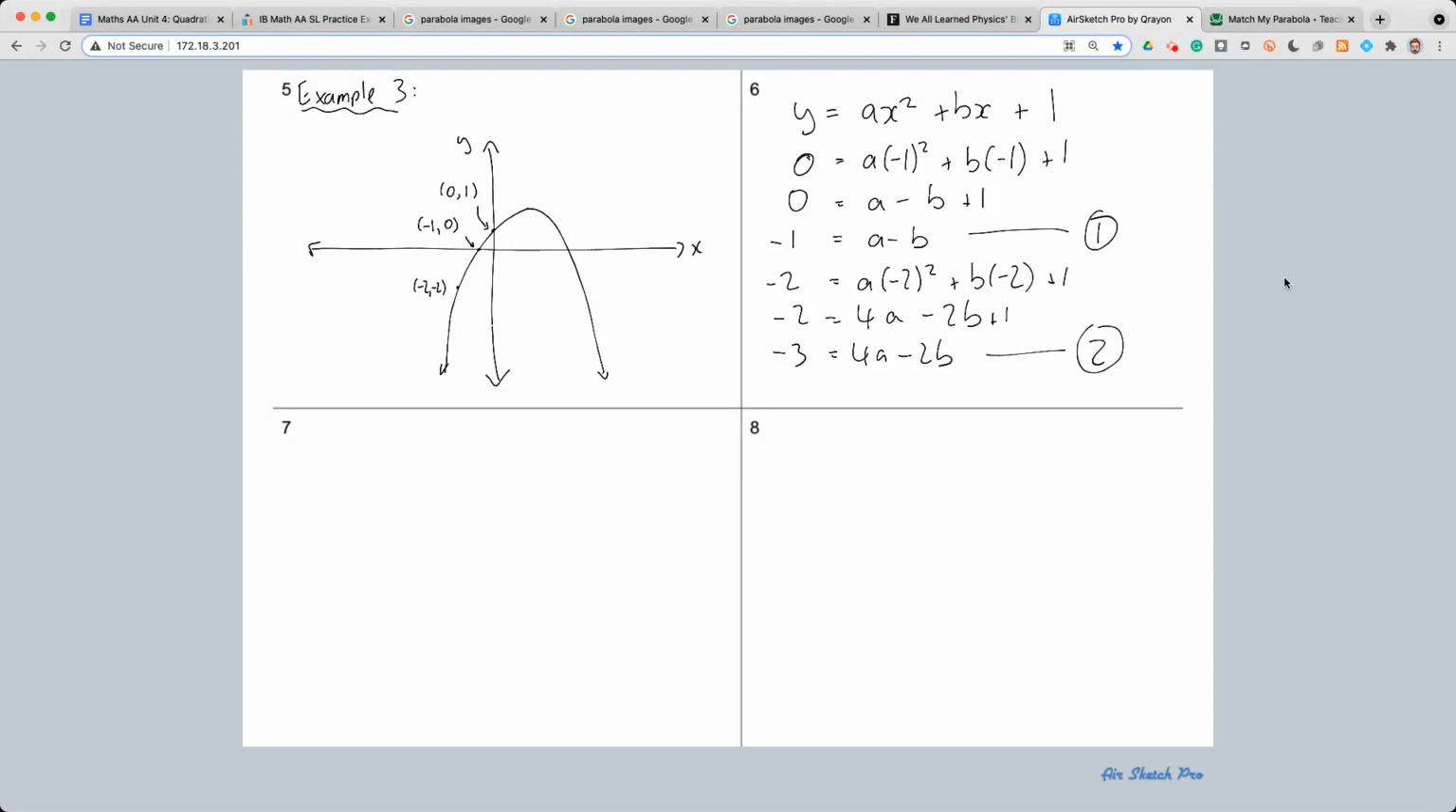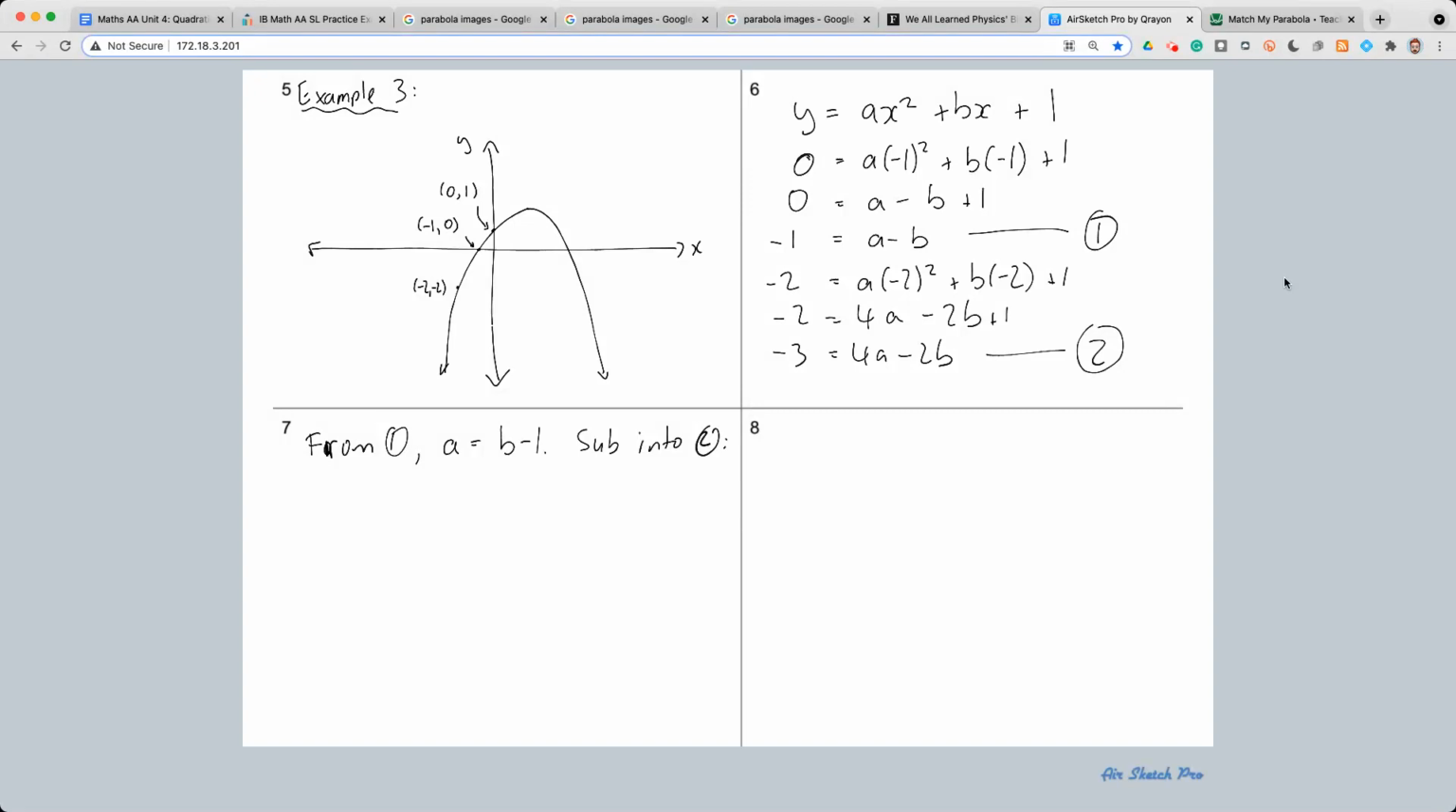So if there's a solution, guess what technique I can use? Simultaneous equations. So I can go from 1, it doesn't matter which one I use, a equals b minus 1, sub into 2. Is that okay? So I've just added b to both sides there in equation 1 to get b minus 1. Okay, and now I can substitute b minus 1 for a.